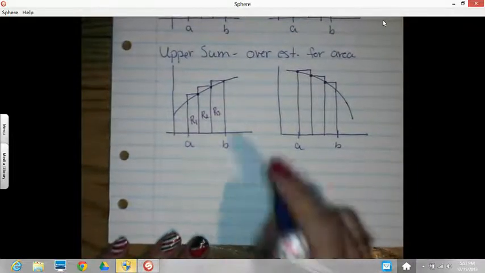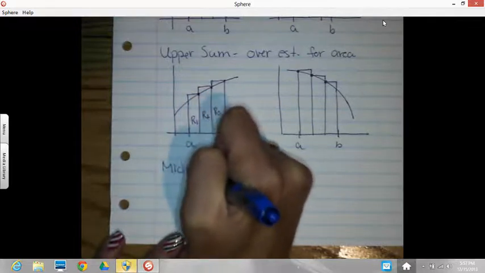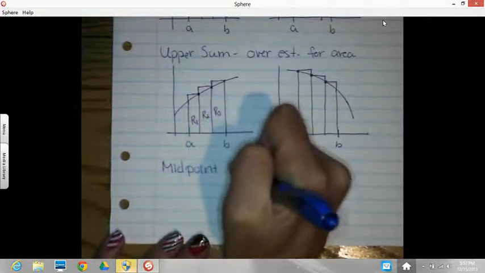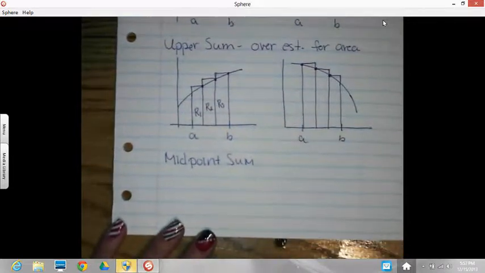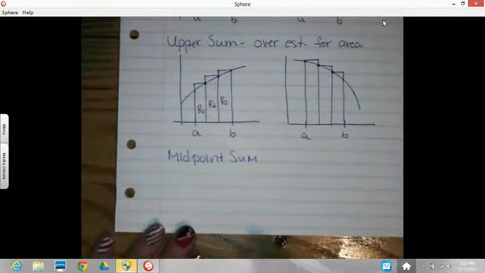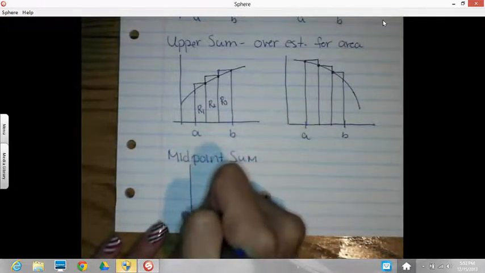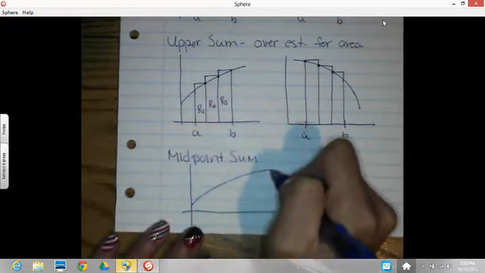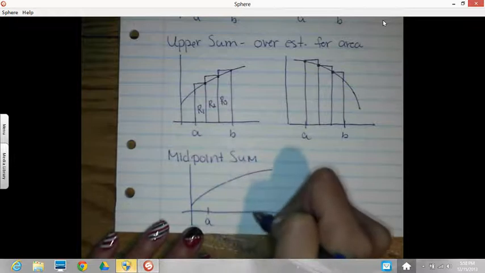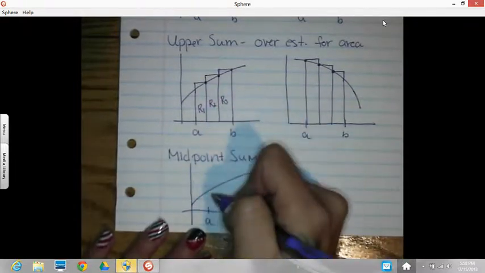And then the last kind of sum we're going to be doing, and it's the same no matter what, is called the midpoint sum. And here there's no steadfast rule whether it's going to be an over or an under. It depends on the steepness of the graph. So we only need to look at one graph then. So still doing 3 rectangles.